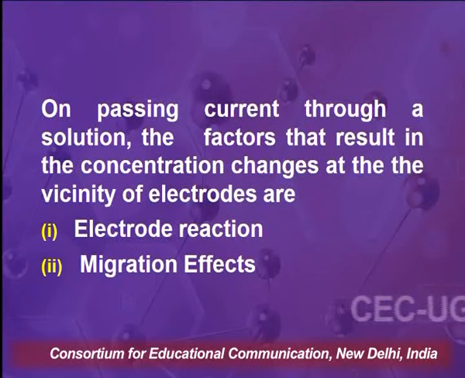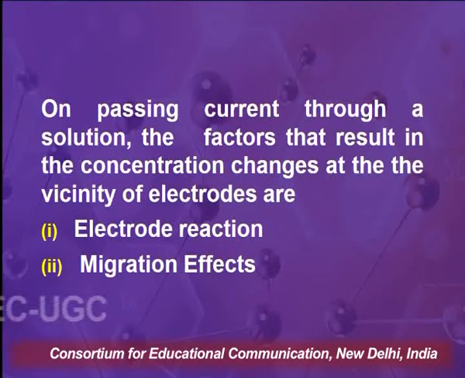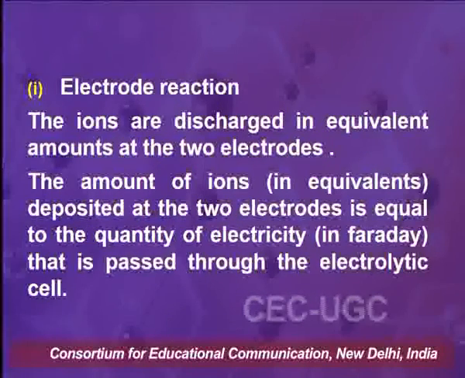Experimental determination of transport number. Hittorf's theoretical device. The transport number of ions can be measured by finding the change in the concentration around the electrodes. On passing current through a solution, the factors that result in the concentration changes in the vicinity of the electrodes are the electrode reaction and the migration effects.